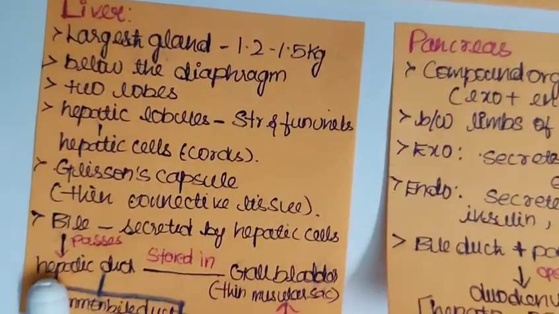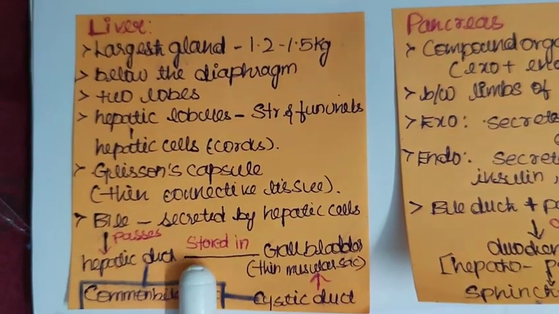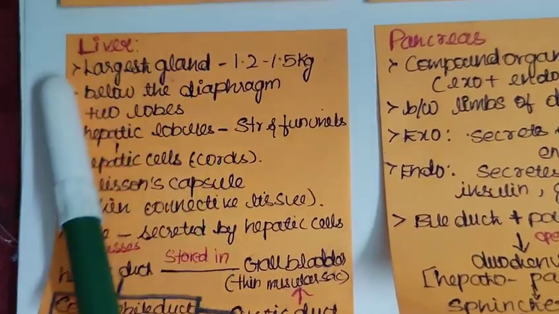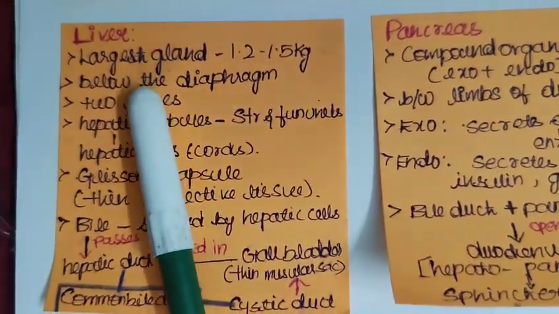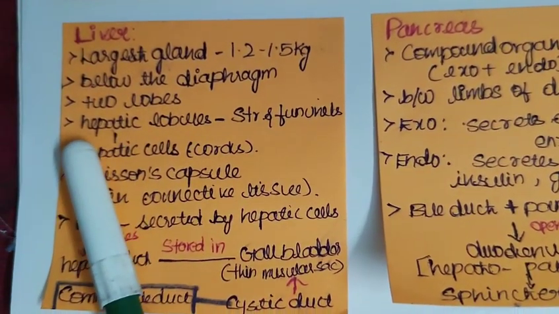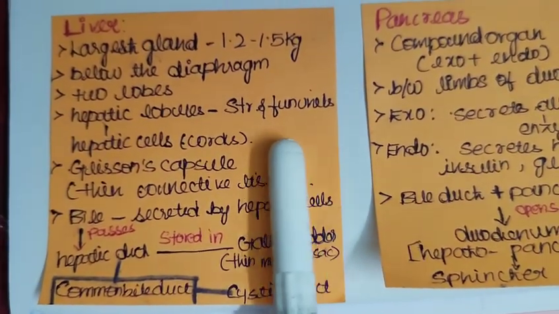So coming to liver. Liver is the largest gland in the human body. In an adult, the liver weighs about 1.2 to 1.5 kg, and it is present below the diaphragm in the abdominal cavity. Liver has 2 lobes. Now, what is the functional and structural unit of the liver? It is hepatic lobules. Hepatic lobules are the structural and functional units of the liver.